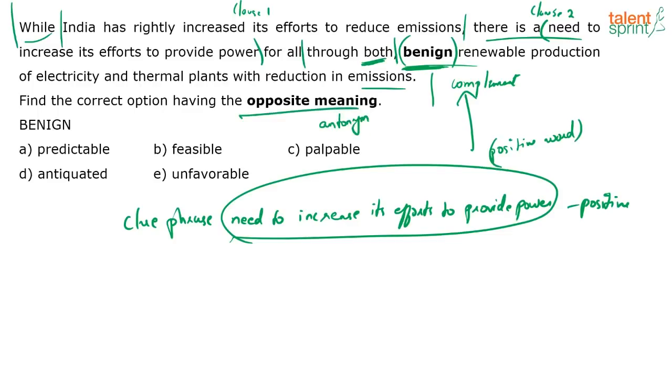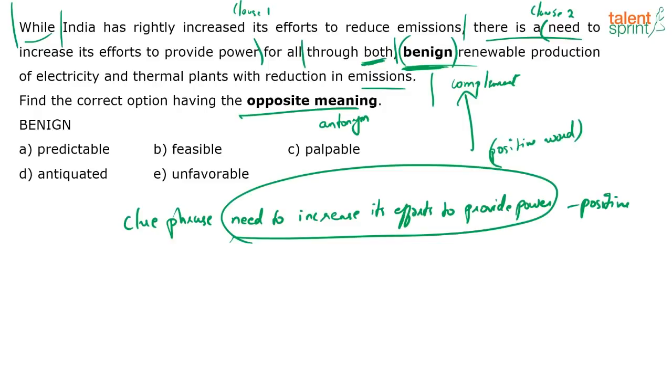What are all the positive words in the options? Or rather, what is the most negative word in the option? Out of predictable, feasible, palpable, antiquated and unfavorable, what is the most negative word in the option? Let me rephrase the question. What is the most negative word?